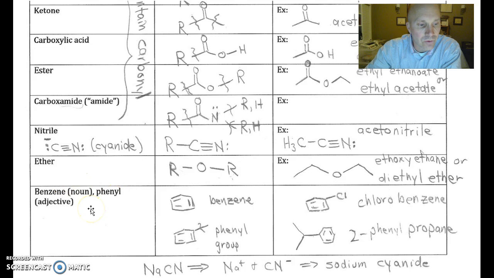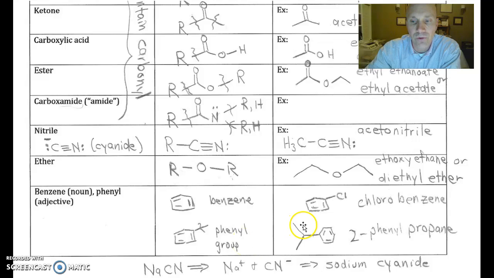So the last functional group I'm going to talk about is benzene, otherwise referred to as the phenyl group. The difference between benzene and phenyl is the difference between noun and adjective. If I showed you this compound right here, this would be benzene. But if I showed you something with one of these coming off of it, you would describe this as a phenyl group coming off of that other thing.